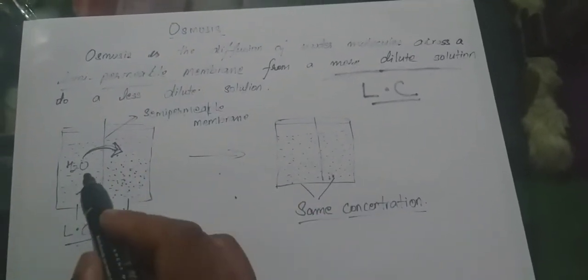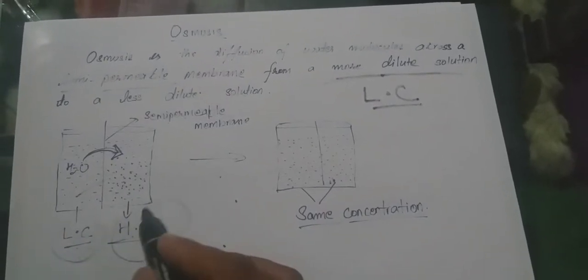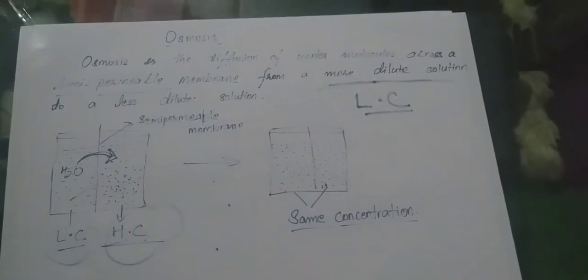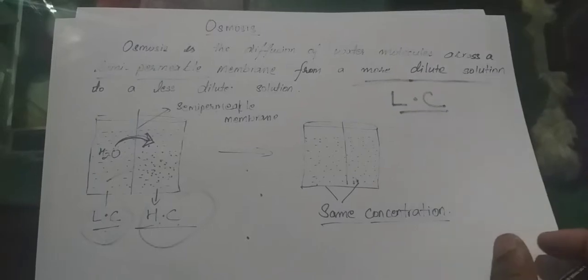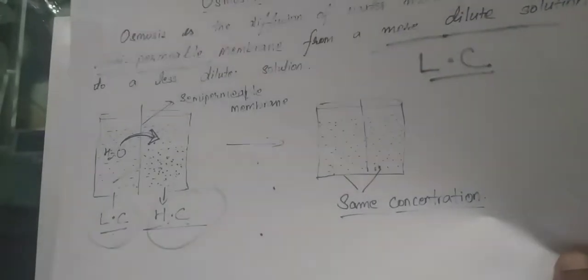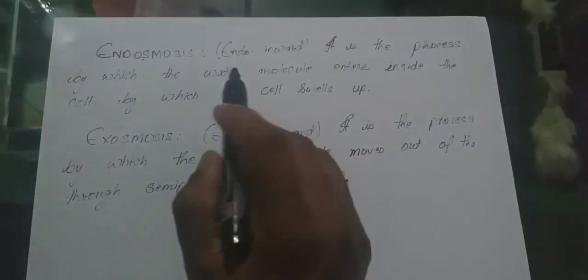So the movement of water molecules from the region of lower concentration to the region of higher concentration through a semi-permeable membrane. You can write the definition in either way. Whichever you find easy, you can write it on your own. Is it clear? So finally, there are two types of osmosis.